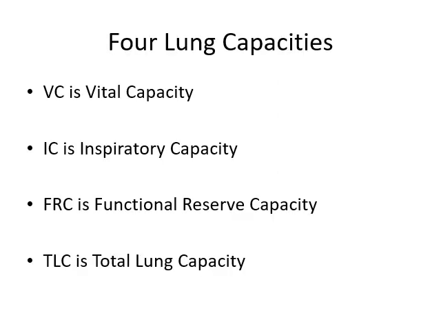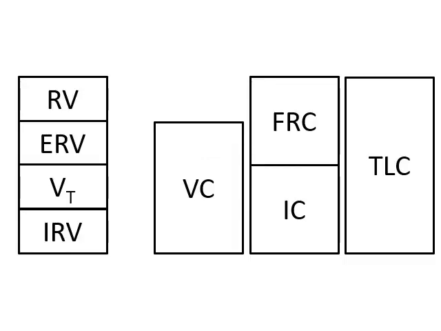We can think about the capacities as a combination of the various lung volumes. The first capacity we'll talk about is the vital capacity, VC. IC is the inspiratory capacity. The FRC, functional reserve capacity. And then TLC, in this case, means total lung capacity. How do they work together? So here are our volumes stacked. We told you the volumes never overlap. With our capacities, we have some overlap.